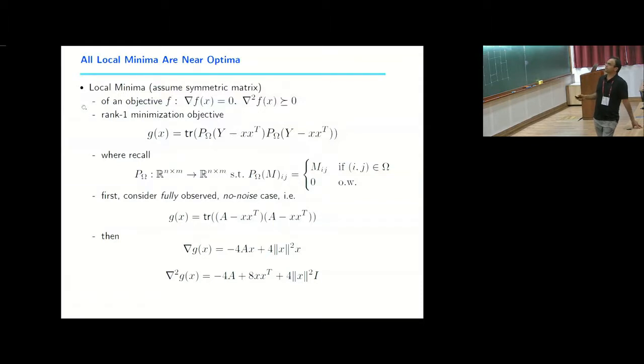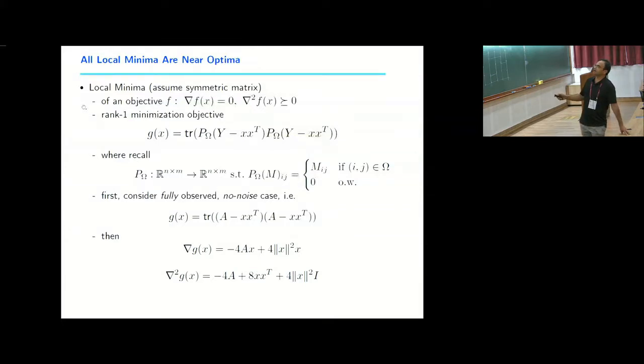If you are trying to do rank 1 minimization, let's say I have observation Y, and I want to find the best rank 1 approximation. One way to write that is as follows. Only restrict yourself to the indices which you have observed, that's this notation. And then you take Y minus the rank 1 approximation, written in trace form, so that's just the Frobenius norm squared.